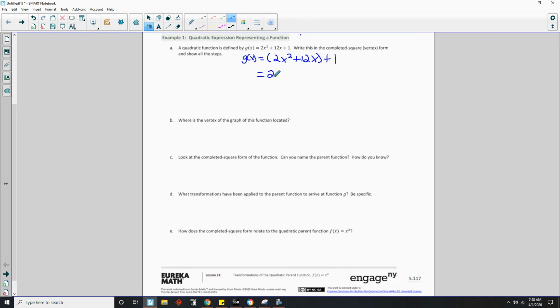So the 2 is going to come outside. 2 divided by 2 is 1x squared. 12x divided by 2 is 6x. And then plus 1. If I were to distribute this, I'd get back to what I started with. The 2 does not get distributed to this constant 1 out here, and that's why we took that 1 out in the first place.